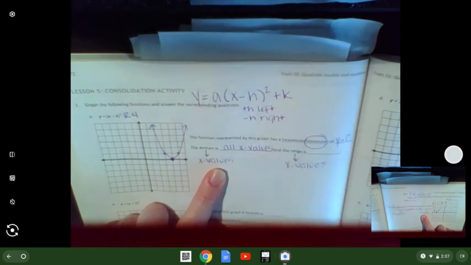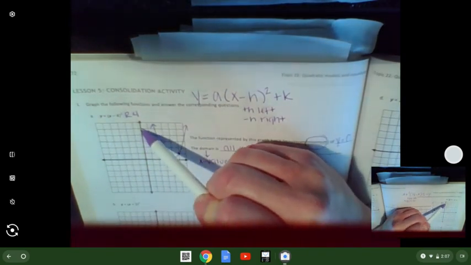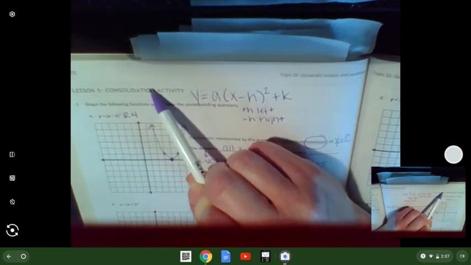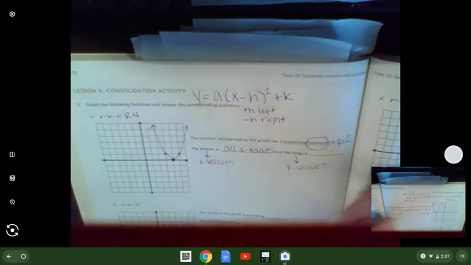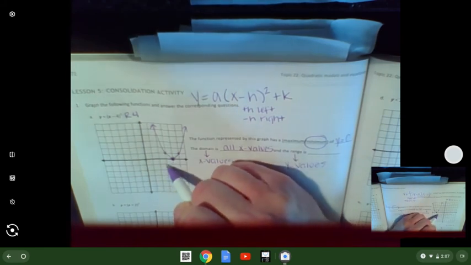But what about Y values? What about my range? Well, 1, 2, 3, 4, 5, 6. I'm going to hit 6. These arrows are going up. I'm going to hit 7. I'm going to hit 10. I'm going to hit 100 eventually if my graph was big enough. Question is, if I have a minimum value, am I going to hit everything down here? Well, am I ever going to hit -1?